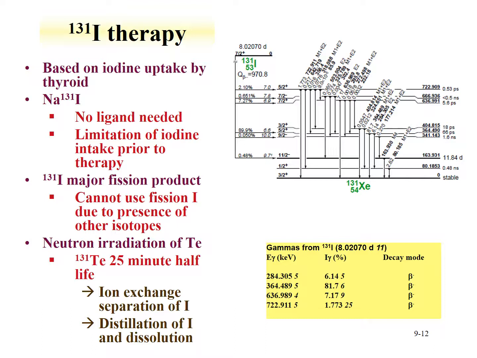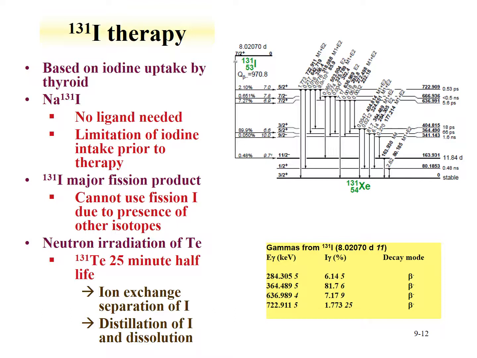Now, iodine-131 is a major fission product. However, one cannot use fission iodine due to the presence of other isotopes, including iodine-129, which is a very long-lived isotope. Some of the data for iodine is shown here. It has a half-life of 8 days, decays down to xenon, and also has gammas associated with it. These gammas are unfortunately responsible for external doses from the patients. However, they can also be used to image the uptake of the iodine-131 by the thyroid.